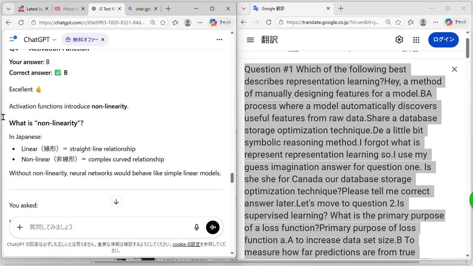In Japanese, linear means 線形, straight line relationship. Non-linear, 非線形, complex curved relationship. Without non-linearity, neural networks would behave like simple linear models.